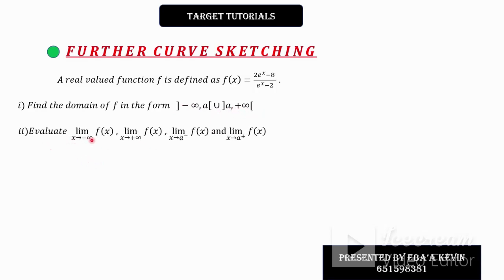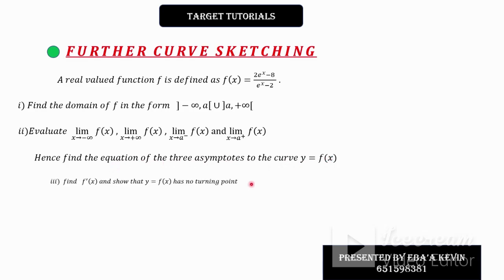Romans 2, evaluate the limit of f of x as x tends to negative infinity, the limit of f of x as x tends to positive infinity, the limit of f of x as x tends to a from below, and the limit of f of x as x tends to a from above. Hence, find the equation of the three asymptotes to the curve y equals f of x. Romans 3, find f prime of x and show that y equals f of x has no turning point.